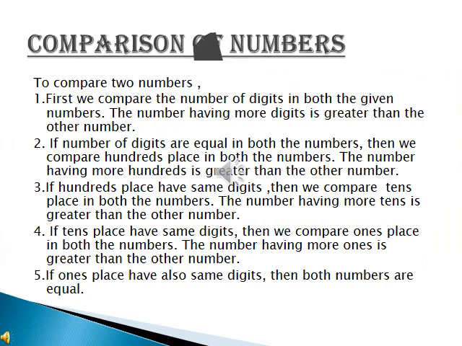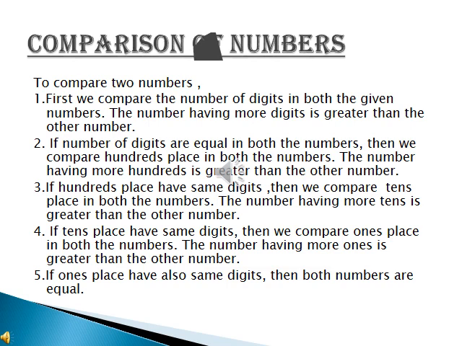Yes, children. Now the next topic is comparison of two numbers. To compare two numbers, we have to go through the points written on the slide. Step 1. First, we have to compare the number of digits in both the given numbers. The number having more digits is greater than the other number. Step 2. If the number of digits is equal in both the numbers, then we compare the hundreds place in both the numbers. The number having more hundreds is greater than the other number.